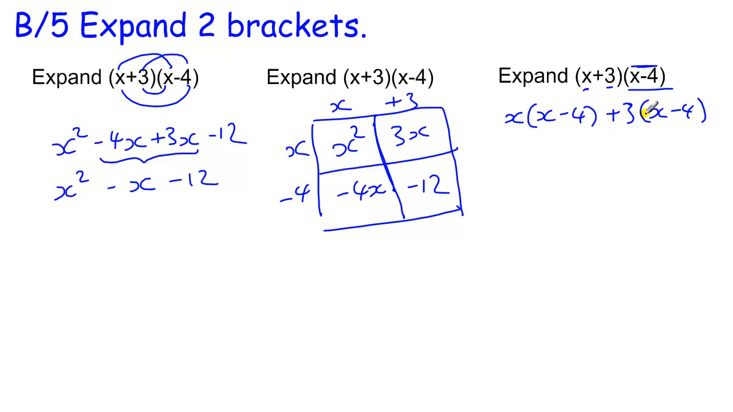First times it by x, then times it by the plus 3, and then you do them as a single bracket. You've got x times x, which is x squared, x times minus 4, 3 times x, and 3 times minus 4. And again, it simplifies down to the answer.